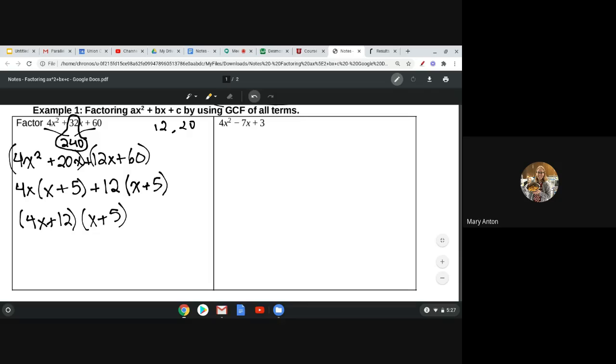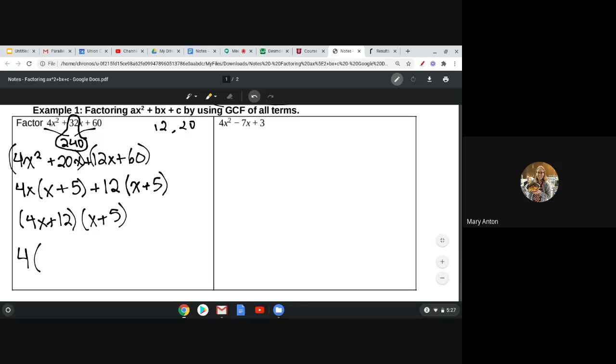All right, y'all. Have we completely factored this? We have one step, actually. Take a look at these parentheses. Is there anything that we can factor out of 4x plus 12? Do they have any common factors? Yes, we can factor out a 4.